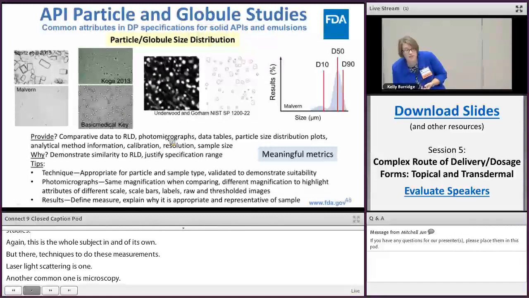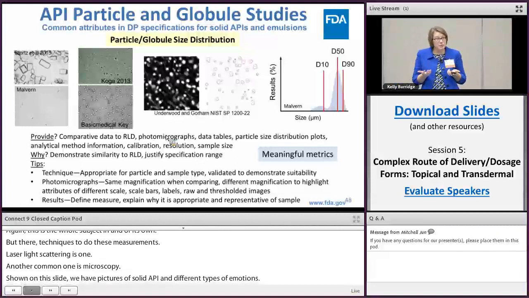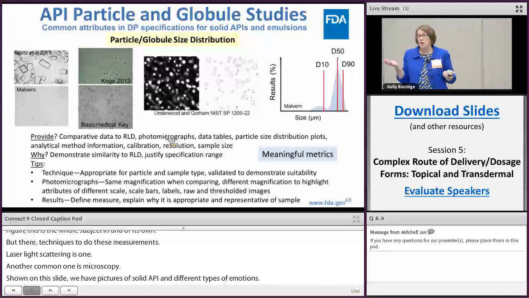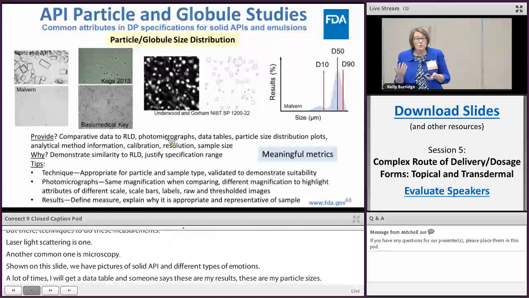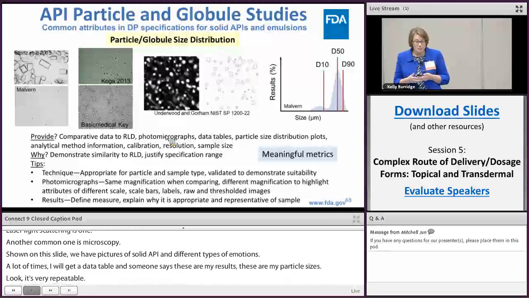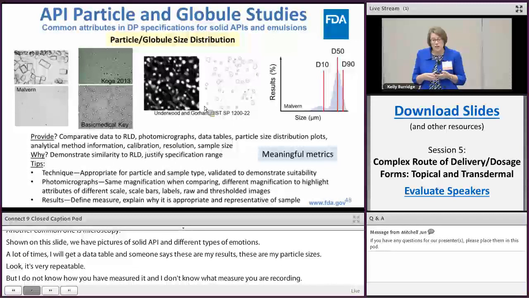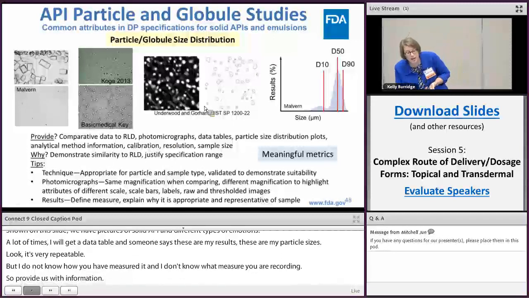A lot of times I'll get a data table and someone says, these are my results, these are my particle sizes, and look, it's very repeatable, but I don't know how you've measured it, and I don't know what measure you're reporting. So provide us with information. If you're using an automated technique to measure particle size with microscopy, make sure that you let us know that your software is actually correctly identifying those particles.